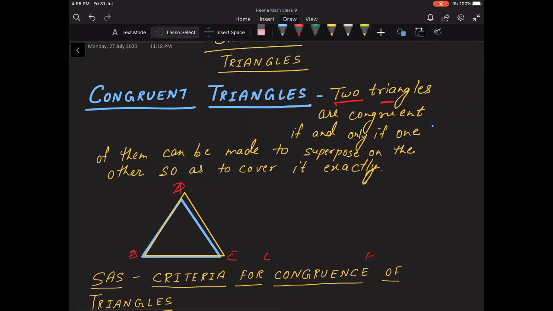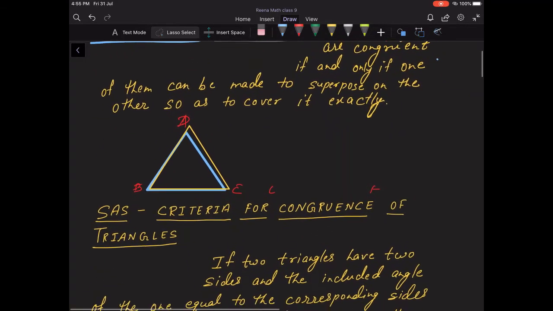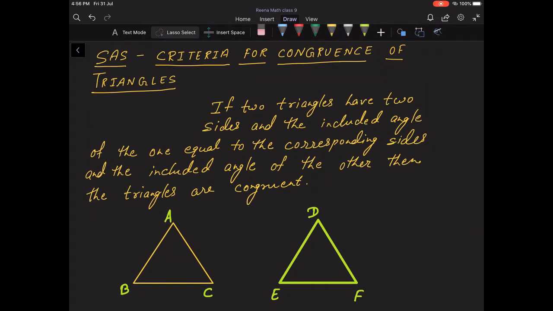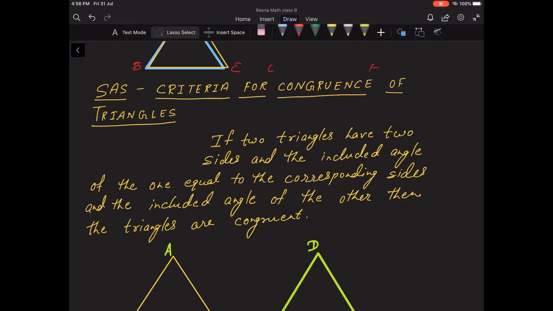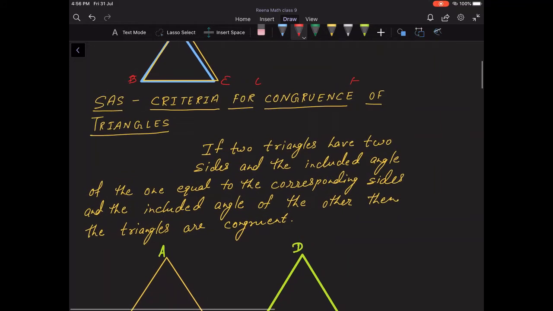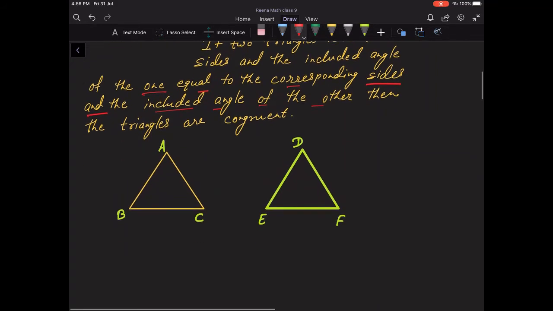For making two triangles congruent, there are a few congruency criteria, of which the first is the SAS criterion for congruence of triangles. If two sides and the included angle of one triangle are equal to the corresponding two sides and the included angle of the other, then the triangles are congruent. For this, see one example.